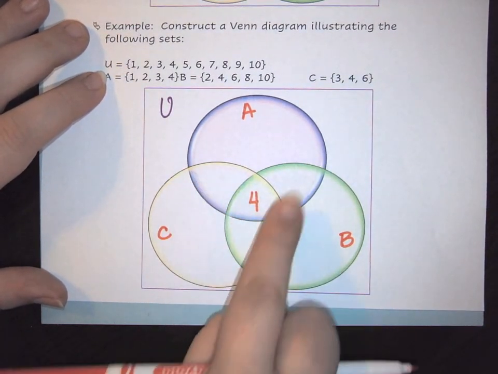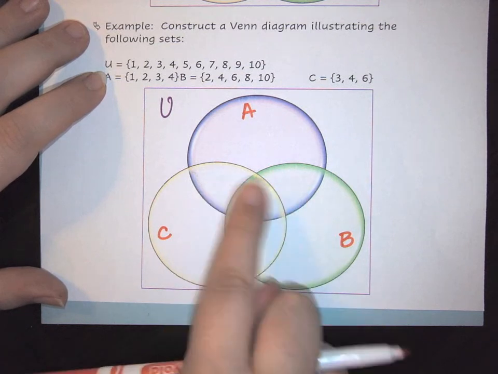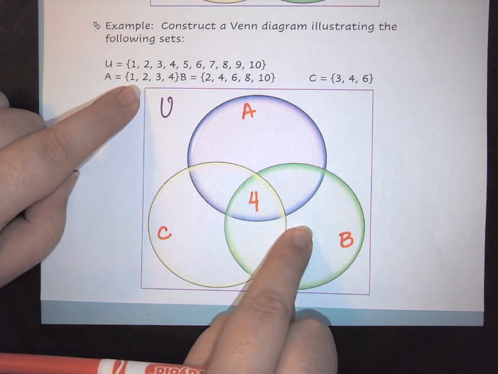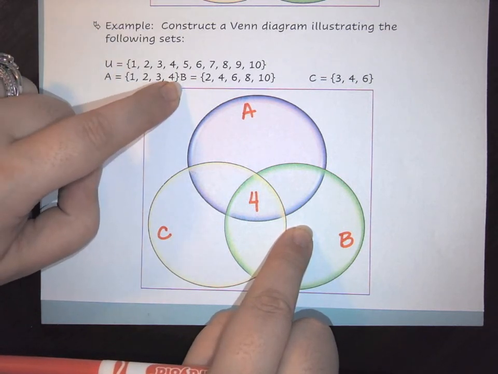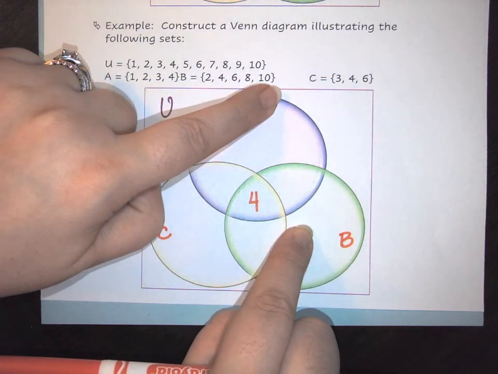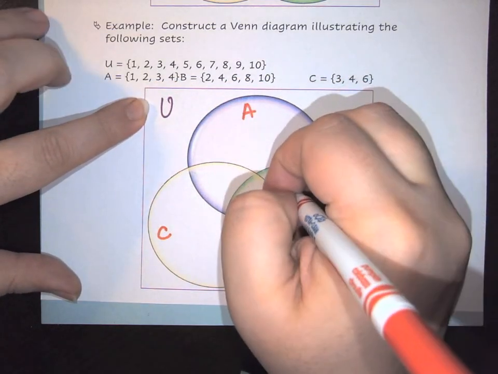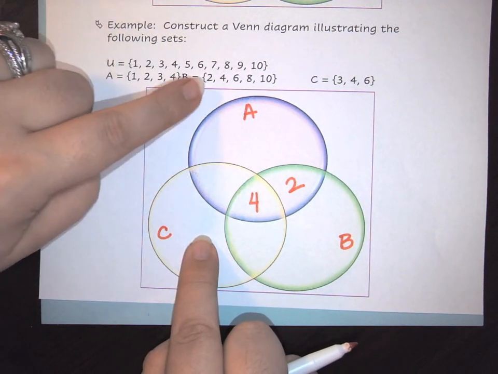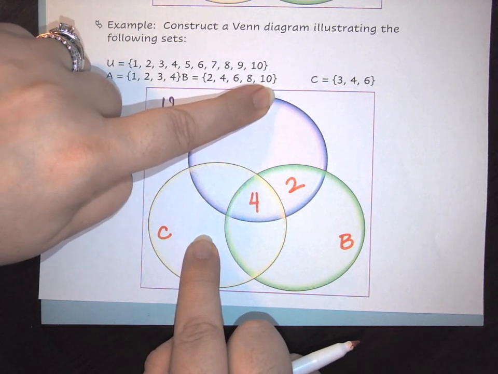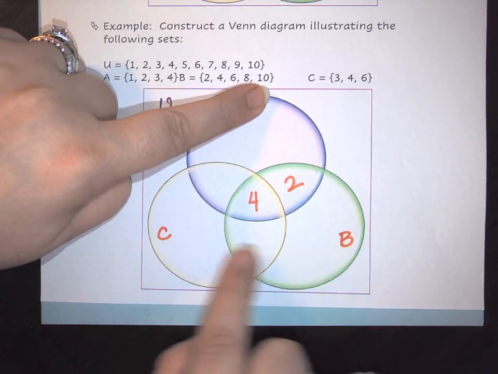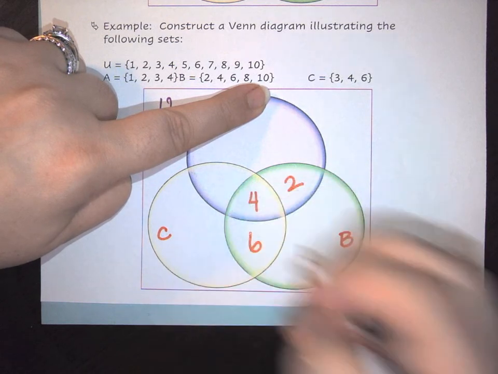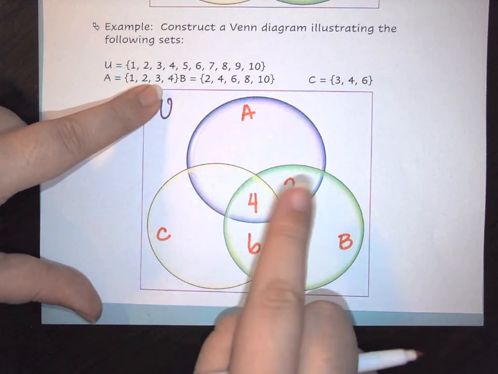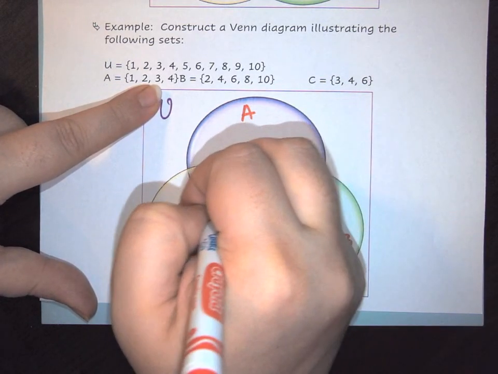Now you want to branch out to your bigger intersections, and we want to look for, say, what number does A and B have in common with each other? So if we look, A is the numbers 1, 2, 3, 4, B is the numbers 2, 4, 6, 8, 10. So the number that they have in common with each other is 2. I can do the same thing between B and C. So again, 2, 4, 6, 8, 10. And then I have 3, 4, 6. So the number these two have in common is 6. A and C is the same thing. 1, 2, 3, 4, 3, 4, 6. So these two have a 3 in common.